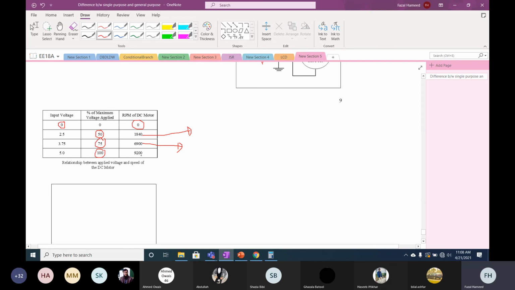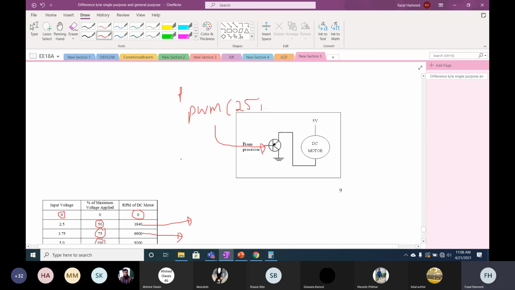So you can control the speed of the motor by varying the width of the PWM signal. Okay? So this is the way you control the speed of the motor.